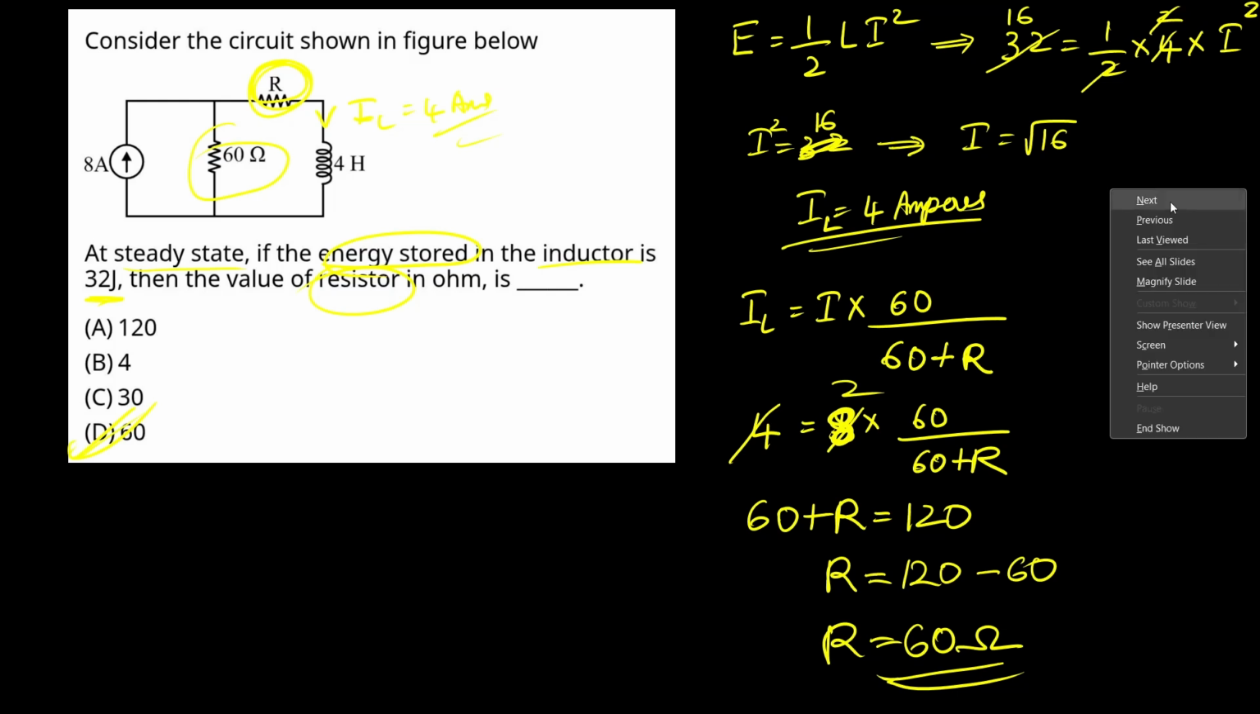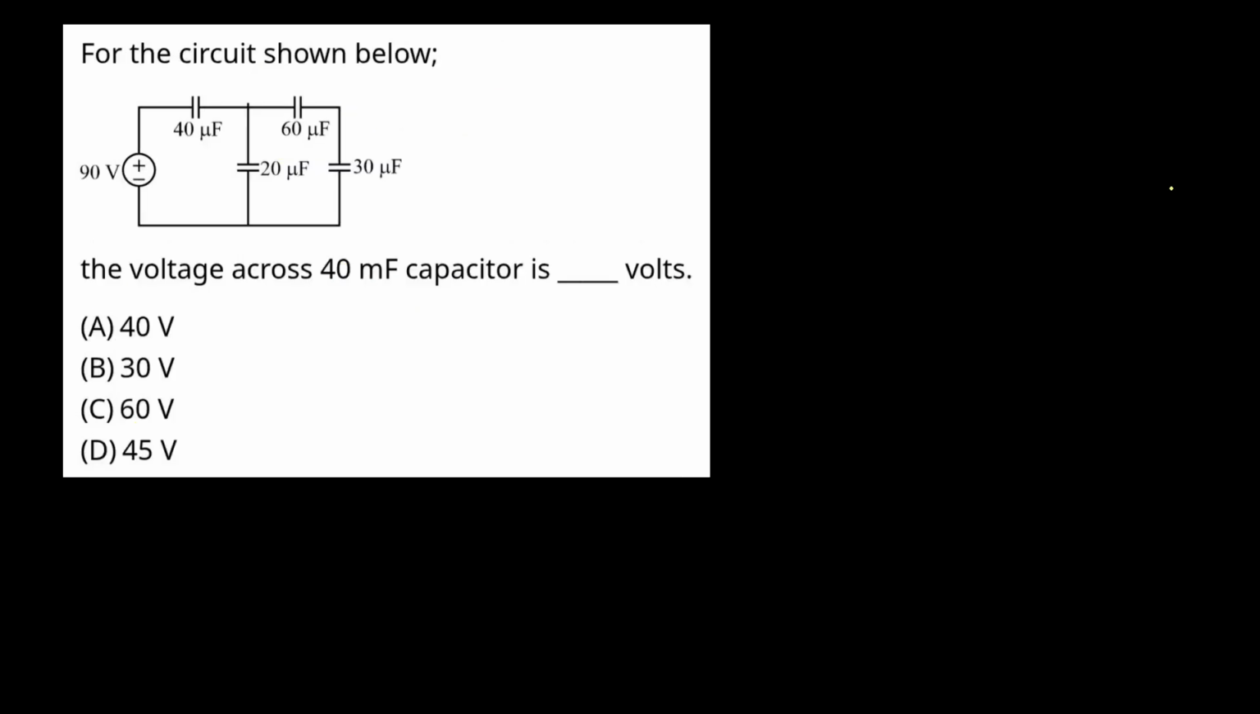So let's go to the next question. For the circuit shown below, the voltage across the 40 microfarads capacitor is dash volts. So what is the voltage across this capacitor? We can simply find the equivalent capacitance of this parallel circuit. So yeah, we can easily get the voltage.